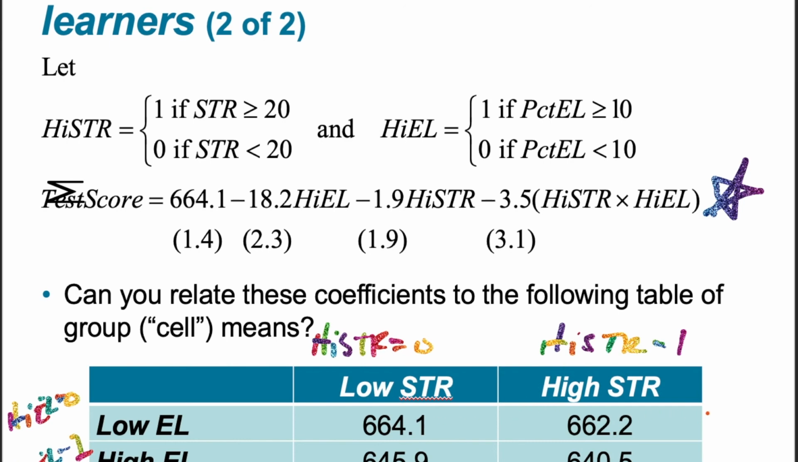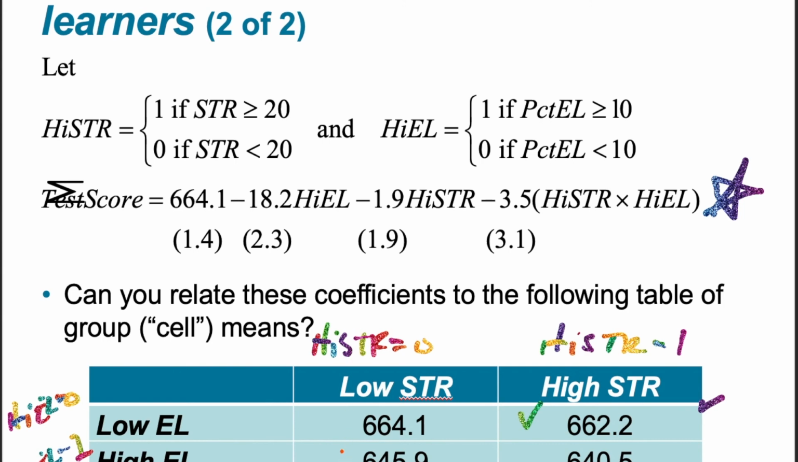Now let's look at the case for high STR but low EL. So high STR equals 1. The second term is still equal to 0, so it drops out. But high STR is equal to 1, so we have the third term. The fourth term is equal to 0 because recall that high EL is equal to 0. So we have the first and the third term. We have 664.1 minus 1.9, which gives us 662.2.